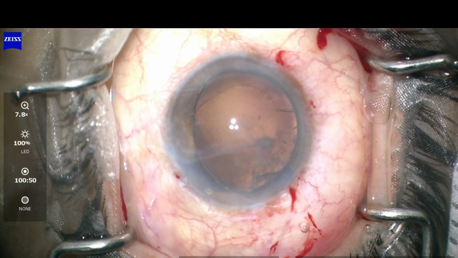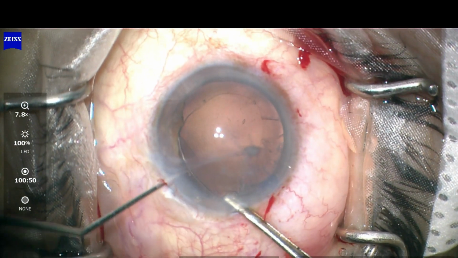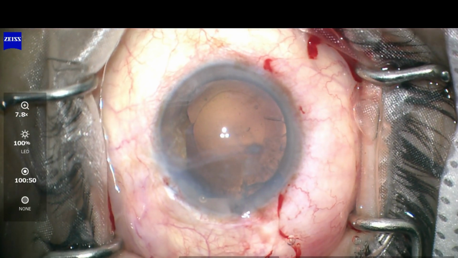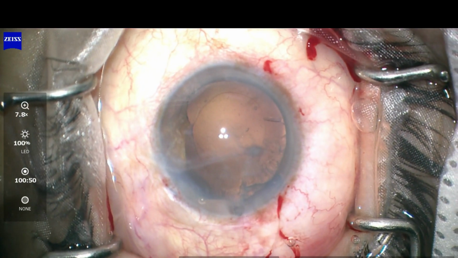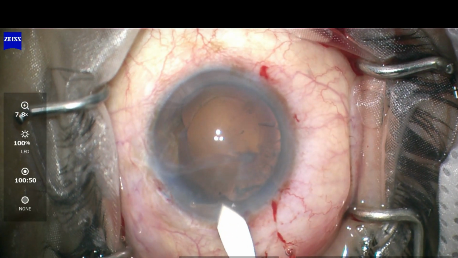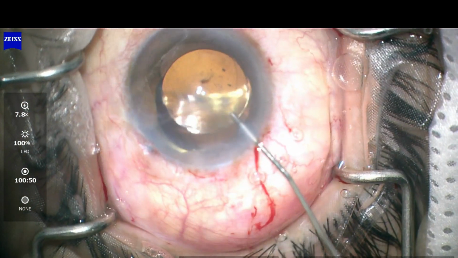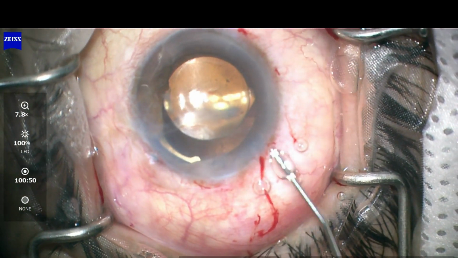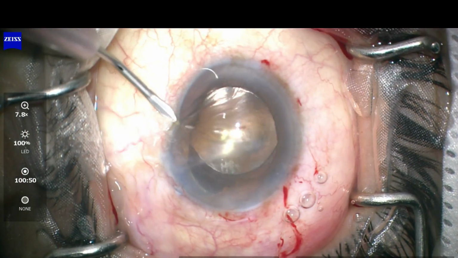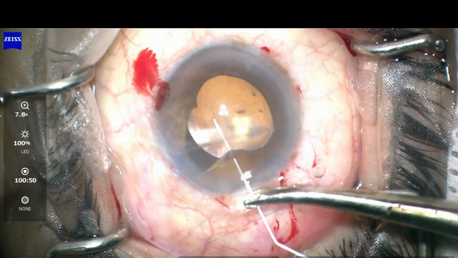I am implanting a monofocal acrylic hydrophobic IOL in the bag. Always extend the wound a little bit so as to avoid zonular stress while injecting the IOL. Now the IOL is being implanted and tucked into the capsular bag. Injecting a little bit of pilocarpine to constrict the pupil.